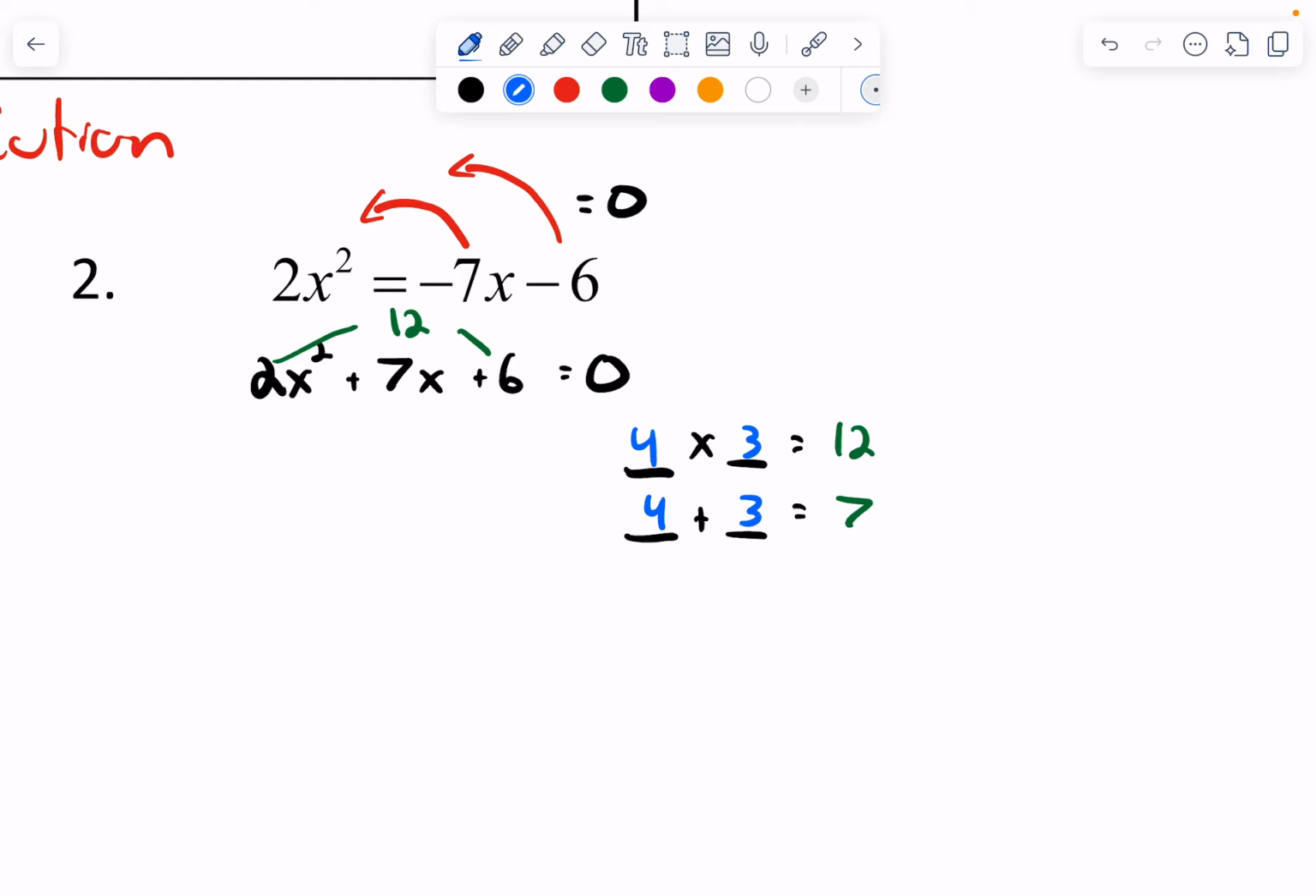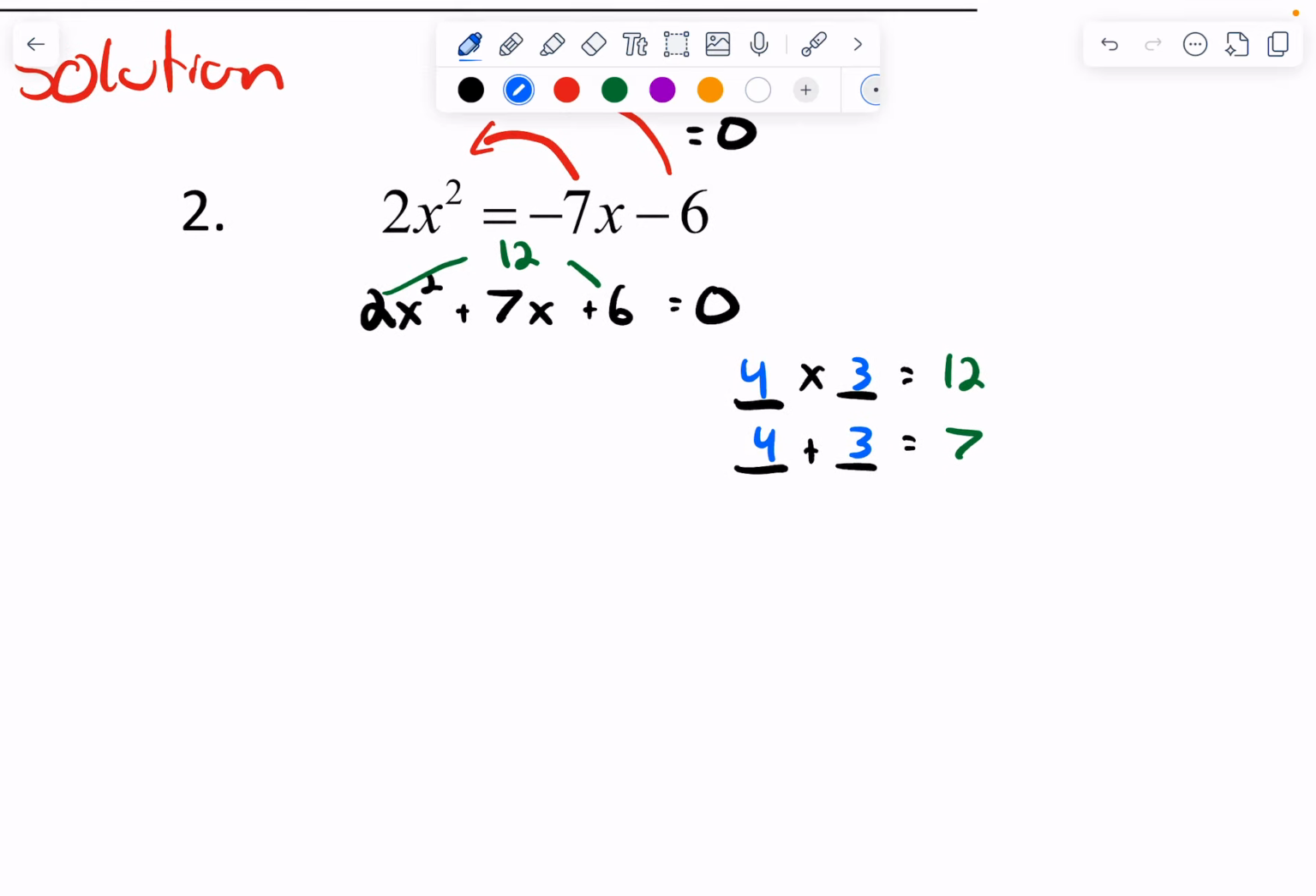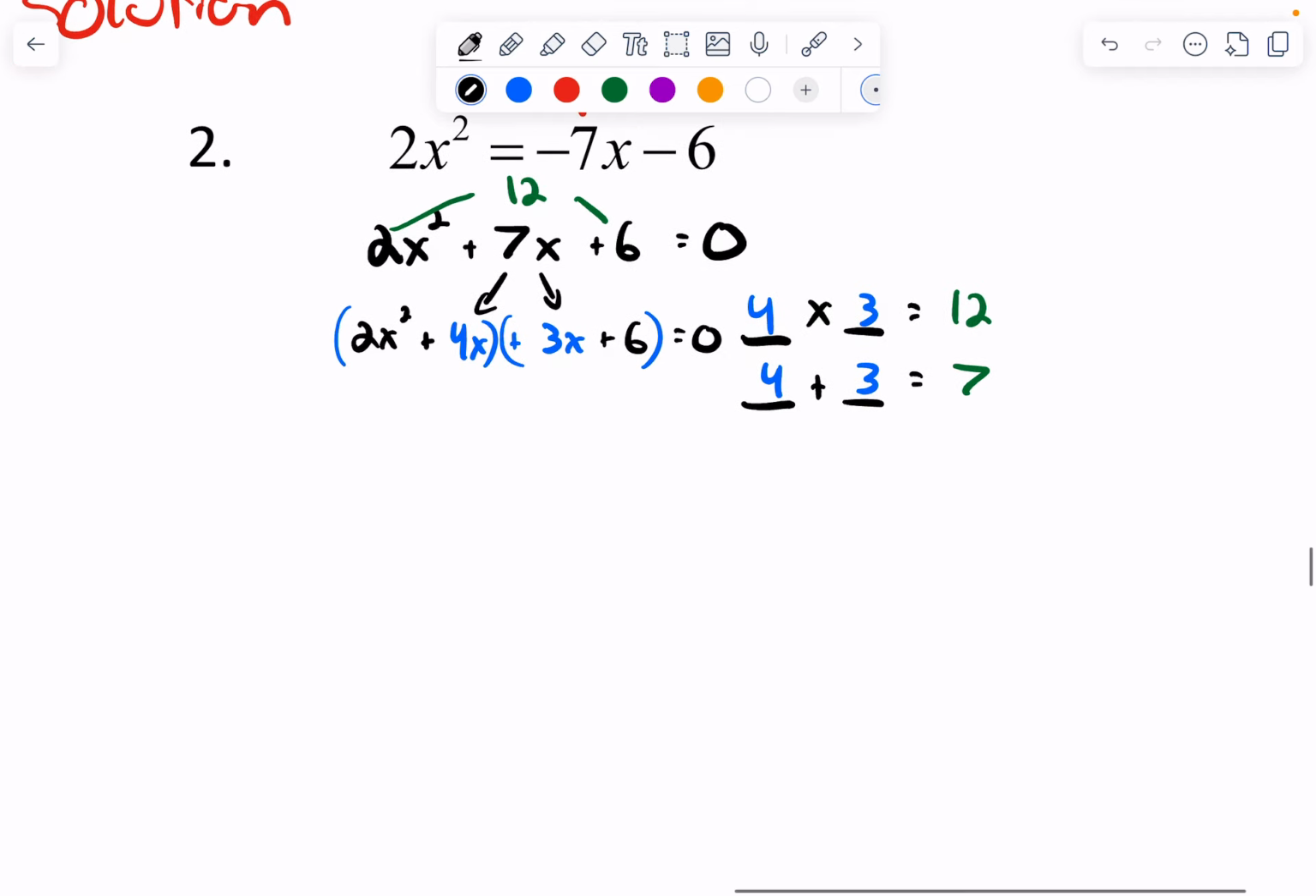4 and 3. So decompose the middle term. All right, so decompose the 7x into 4x plus 3x. Write your other terms, plus the 6, and put your brackets, again, those fake brackets. And this is equaling 0 now because it's not an expression. We're actually solving something.